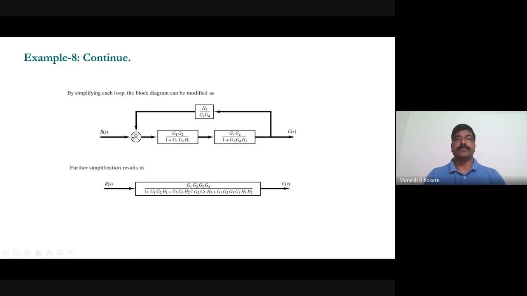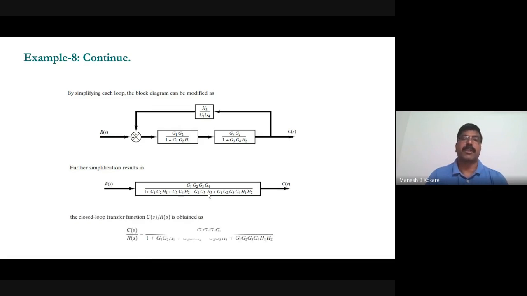Finally, you will get Z1, Z2, Z3, Z4 divided by 1 plus Z1, Z2, H1 plus Z3, Z4, H2 minus and so on. So by appropriate elimination, you can get the final transfer function of this complicated block diagram, right? So you can obtain that transfer function like C(s) by R(s) will be this one, right? This is the result of C(s) by R(s), right?